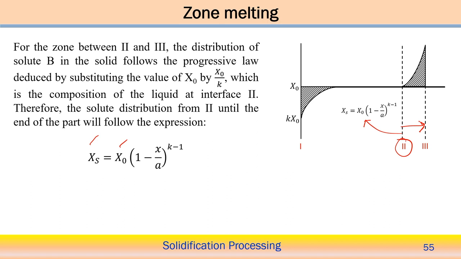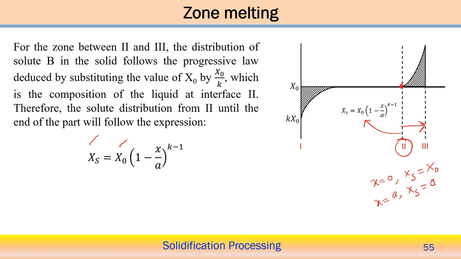So here you can see xs equal to x0 (1 minus x by a) to the power k minus 1. If x equal to 0, then xs equal to x0. That means this is the point x equal to 0. But when x equal to a, then xs equal to 0 basically.